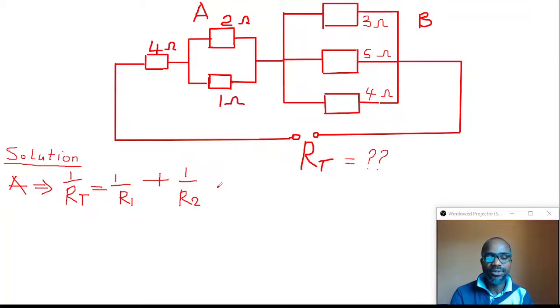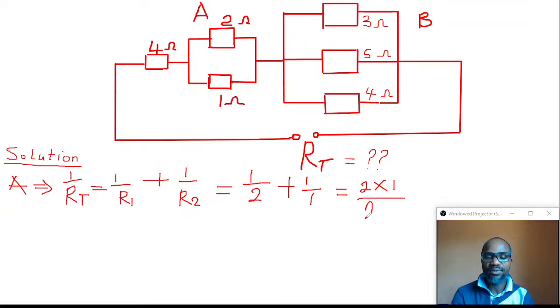So if we substitute, we have 1 over R1. R1 is 2, so we put 2, right? Then we substitute again, plus 1 over R2, which is 1. That's very simple. By the time we do the needful here, we will just have 2 times 1. There's another way to calculate this: 2 times 1, all over 2 plus 1, okay?